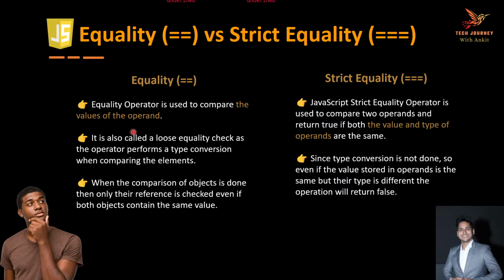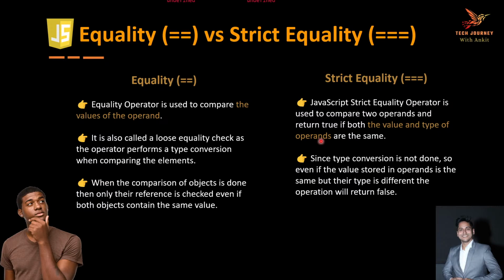Now, coming towards the next one. What is the difference between the double equal to and the triple equal to? Equality operator, that is the double equal to. Initially we understood a single operator, the assignment operator, which is nothing but the single equal to. But here we are checking for the difference between the double equal to and the triple equal to. The double equal to operator will check the values only. However, the triple equal to operator will check the value as well as the type.